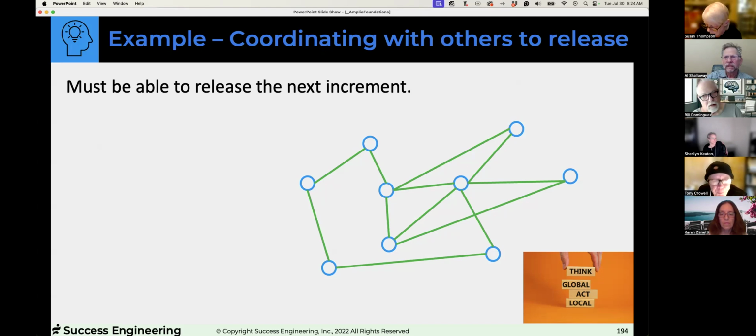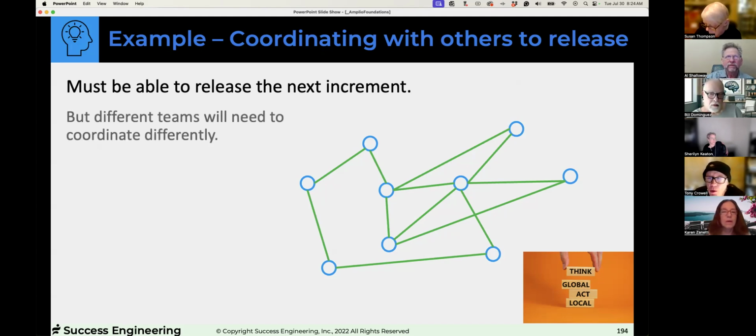What about others to release? I'm not one team. I've got to coordinate with other teams. So every couple of weeks, I don't care if that team's doing Kanban. I don't care if that team's doing Scrum. They just have to release at the same time. By the way, this is how Toyota does it.